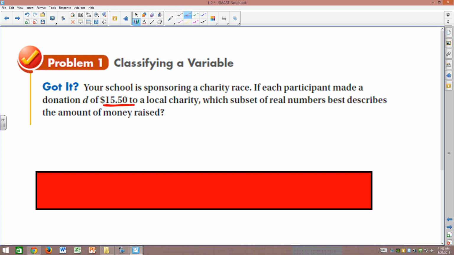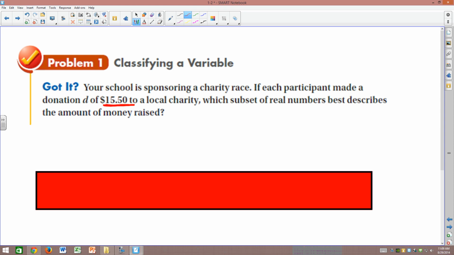$15.50. That has a decimal. Right. So that rules out counting. Rules out whole number. Rules out natural number. We don't naturally count with decimals. So what's the next one under that? Integers? Not an integer. Not a whole number. And then underneath that is rational. Yes. Can I write this as a ratio, as a fraction? Yes. 15.5 is 15 and 5 tenths, or 15 and a half.